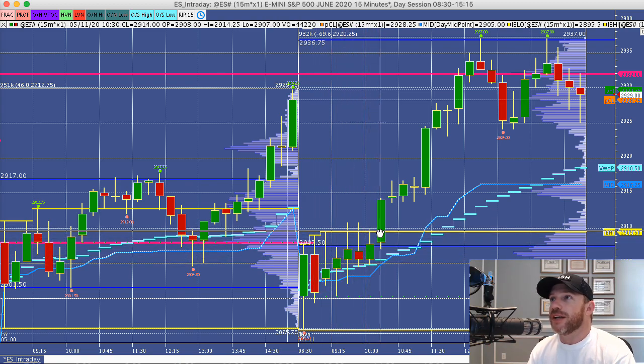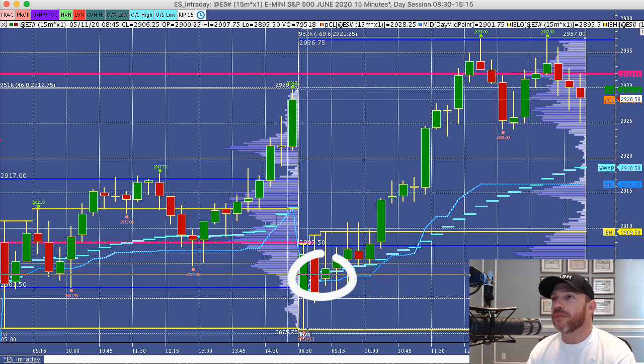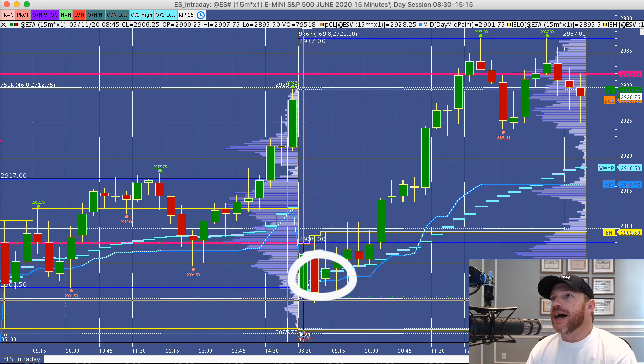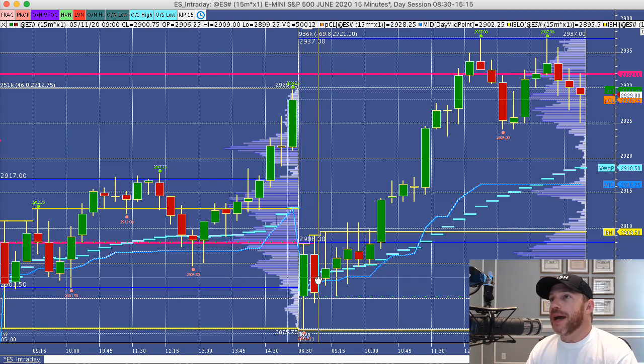Just got it chopped around and held at it. And then what I did, I got long this thing at 2904, which was right down here at the bottom. So the market shot down. I tried a short. We were approaching the low. It quickly bounced off, so I only took like a 3-point little loss on it. Flipped back and got long.